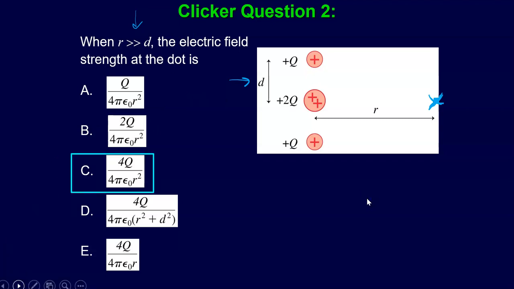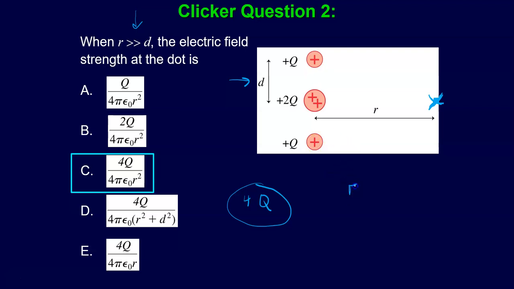Okay. Hopefully you got this answer here. And so what does this mean? So let's just go through this. Basically, when I'm really far away, I don't notice this distance D between them. What I notice is just a really big point charge of 4Q. Because when I'm really, really far away, I'm not going to notice the subtleties that there's this distance D there.